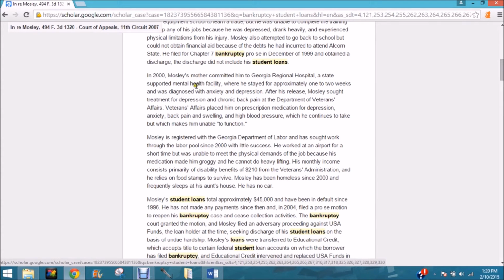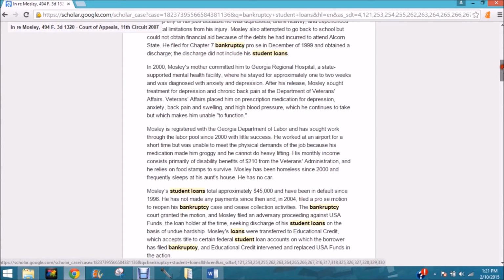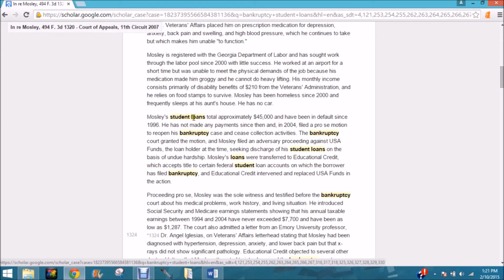Okay, so now he's got mental health problems, as you can see here. Diagnosed with anxiety and depression. He was committed by his mother to the hospital, so that means bad things. Now he's also got back pain, swelling, high blood pressure. So the guy is in bad physical shape. Do we see how much his loans were? Yes, here they are. His loans total approximately $45,000 and have been in default since 1996. No payments since then. And let's see.